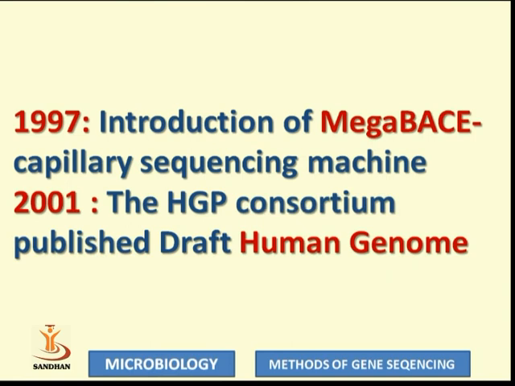In 1997, the introduction of the mega-based capillary sequencing machine came, because the earlier machines normally used the electrophoresis technique, and that took quite a long time to analyze the data. And from 1997, when capillary sequencing was invented, the entire process of sequencing became more rapid and even more accurate.